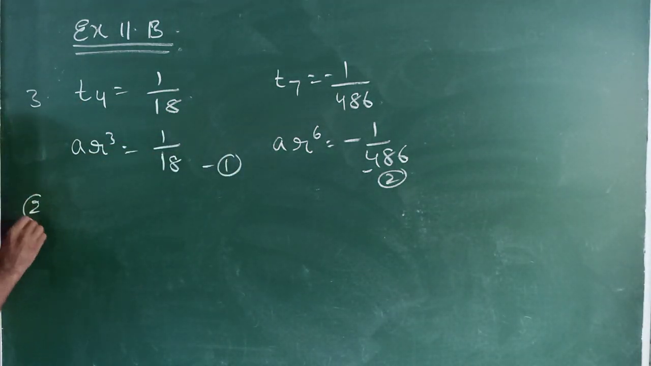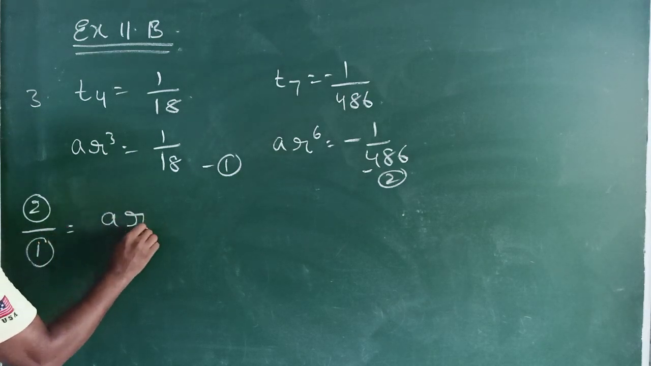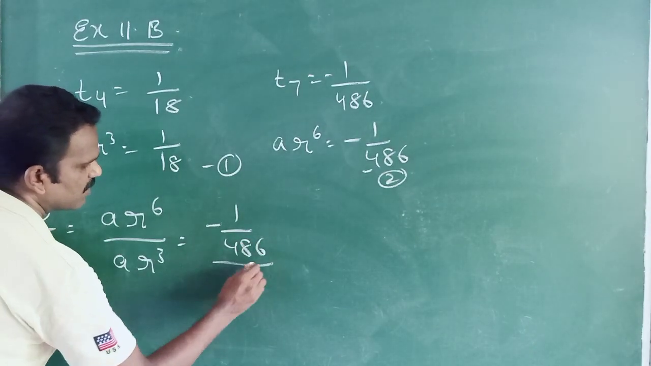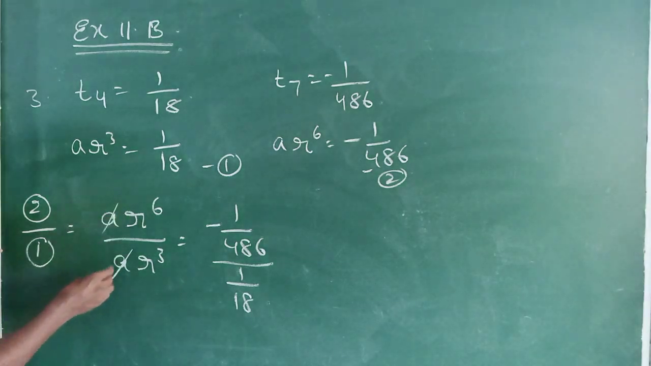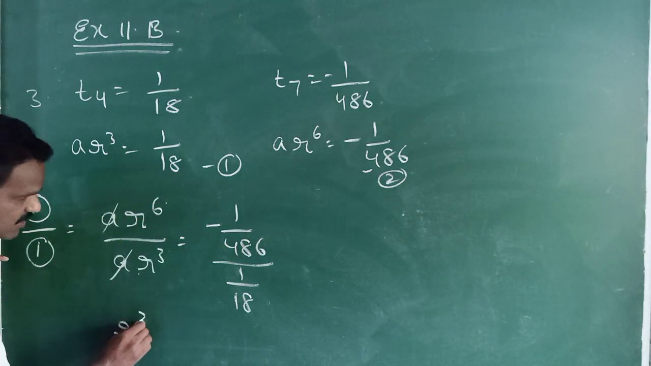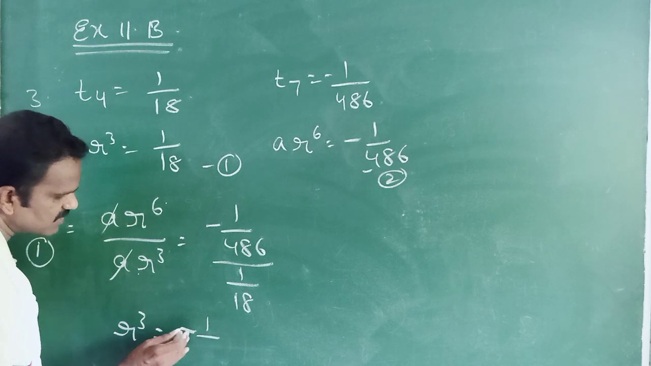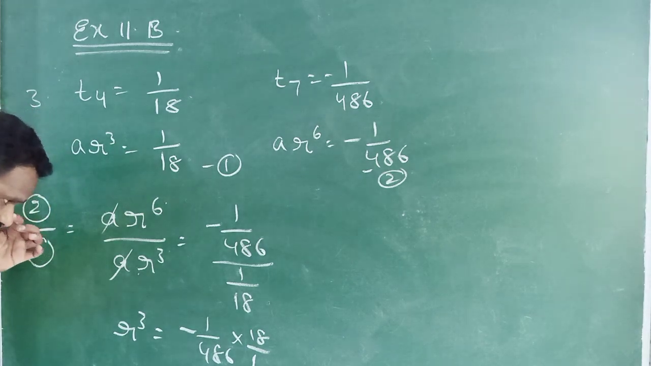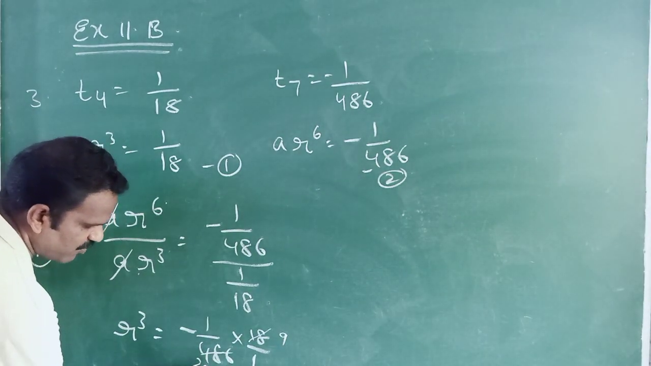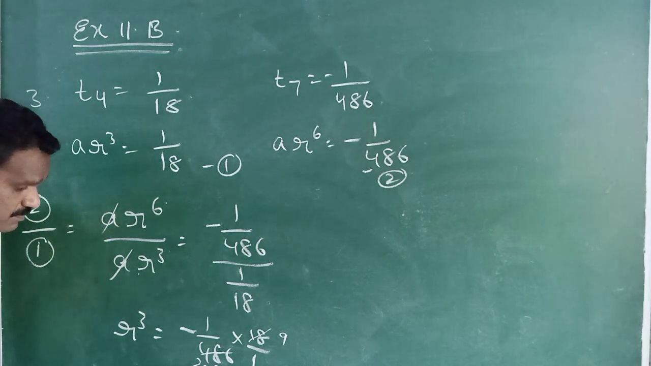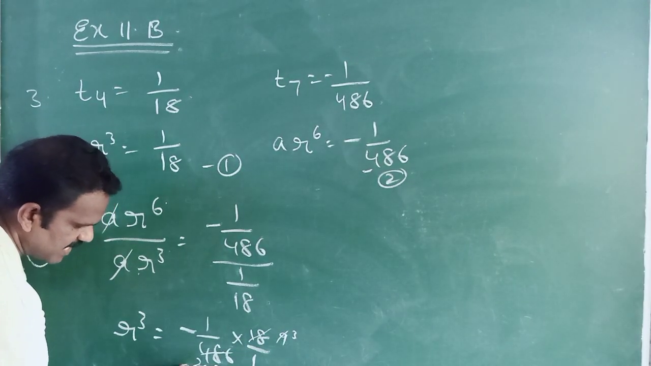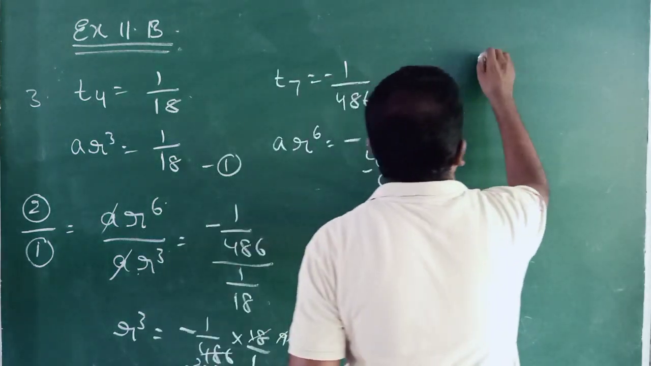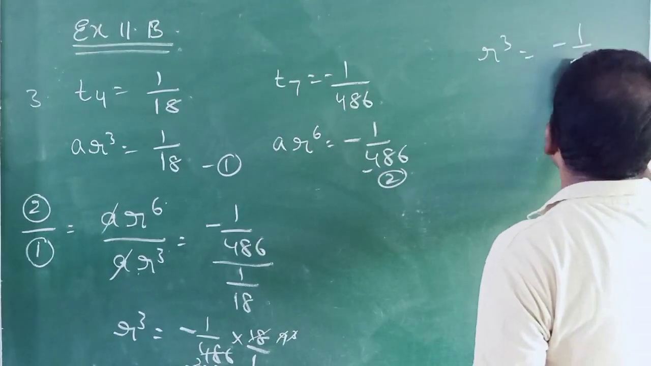So now what will we do? Second equation by first equation, that is AR power 6 by AR cube is equal to minus 1 by 486 by 1 by 18. So A gets cancelled. R power 6 by R power 3 we get as R cube. R cube is equal to minus 1 by 486 into 18 by 1. If you take 2 table, 9 times 2 is 18; 486 is 18 into 27, and 27 is 3 times 9, which is 3 cubed. So what can we write? R cube is equal to minus 1 by 27.